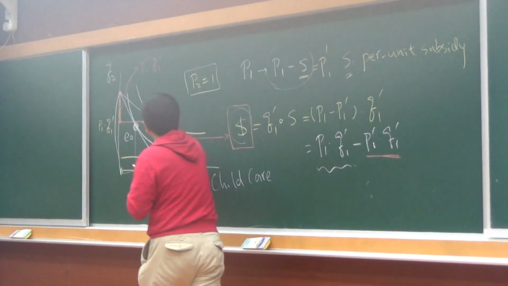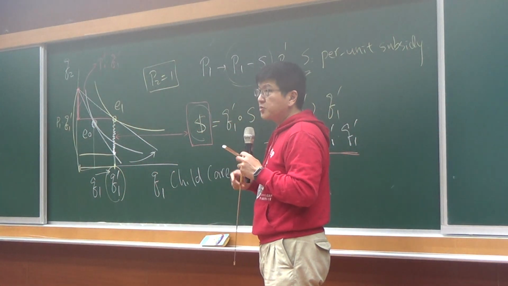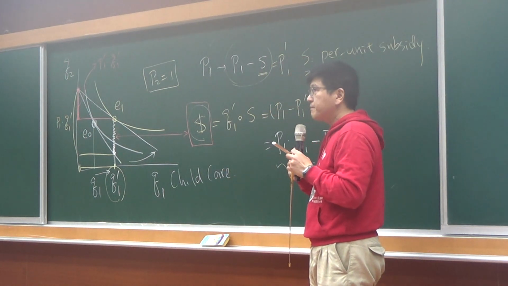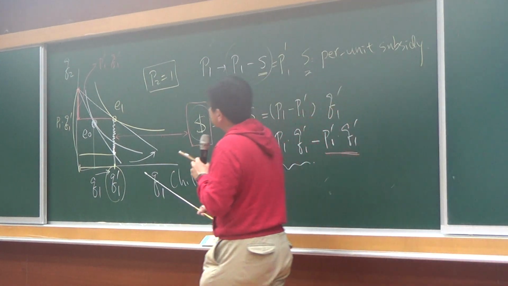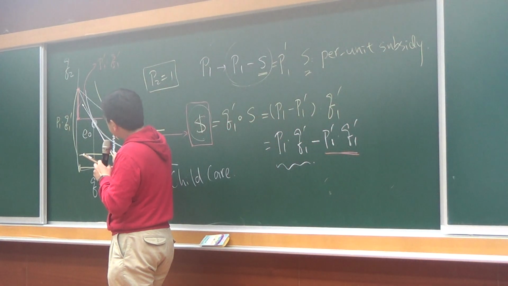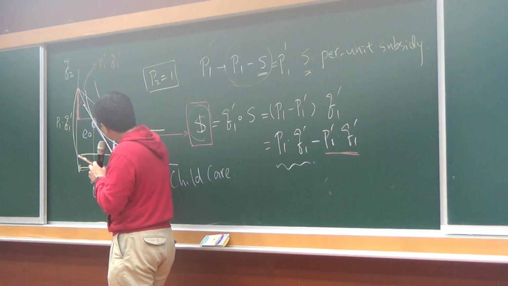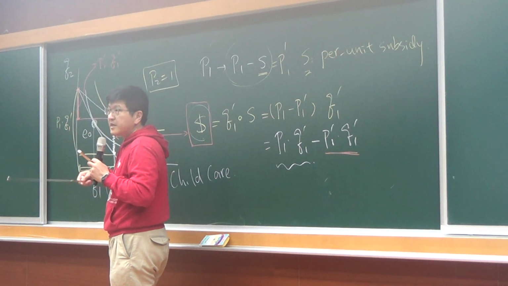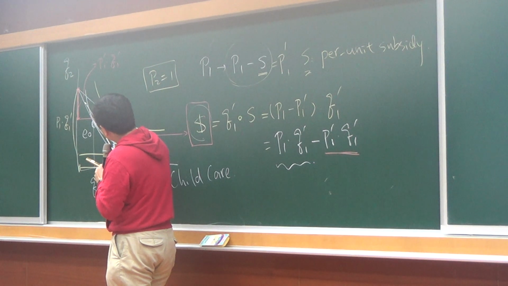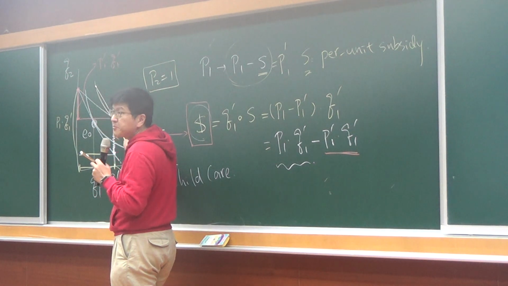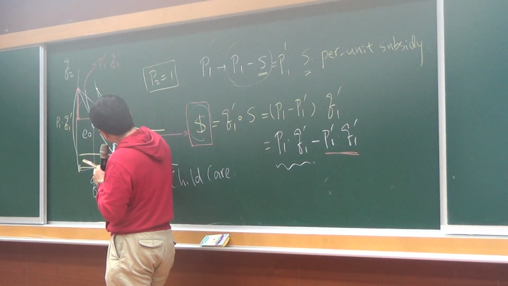So if we do not change the price, we just give a lump sum payment. So if we do not change the price, the slope would stay as the initial one, right? And since it's a positive payment, the budget line should shift outward, right? Or shift upward. So the amount should look like this.